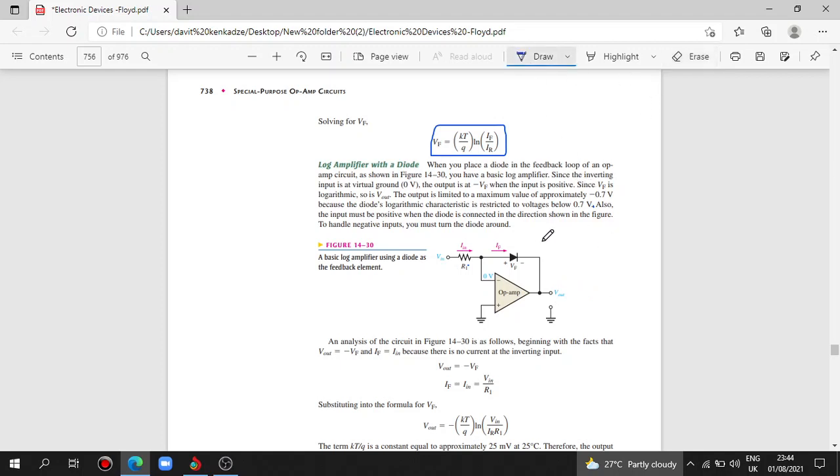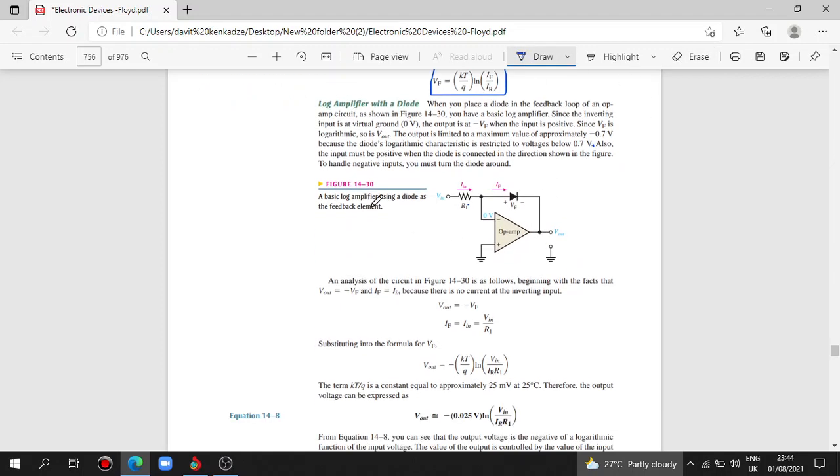Basic log amplifier using a diode as a feedback element. The non-inverting input is grounded, and we have a resistor, and the diode in the feedback. The input has to be positive.